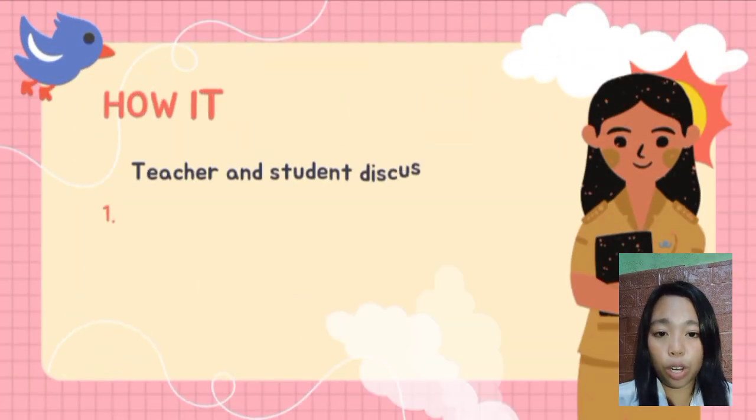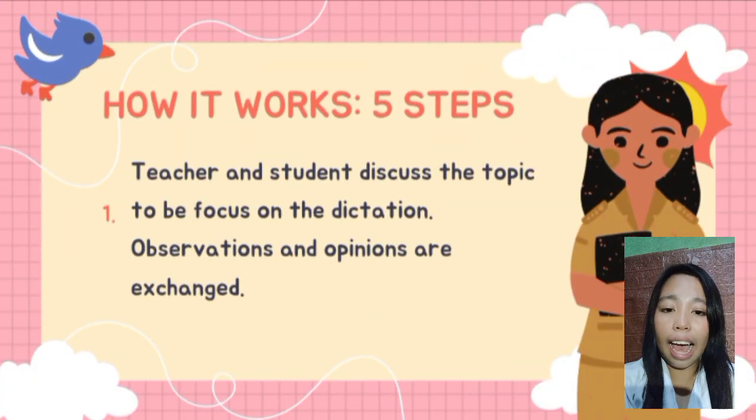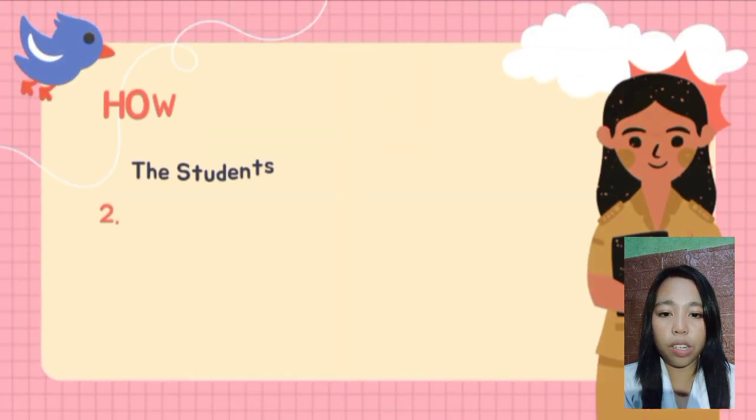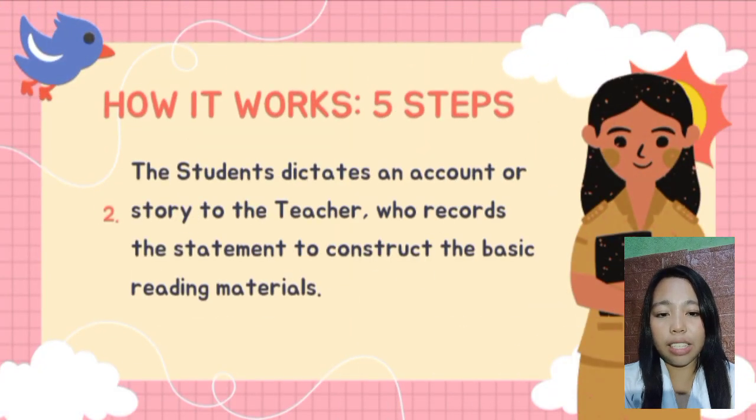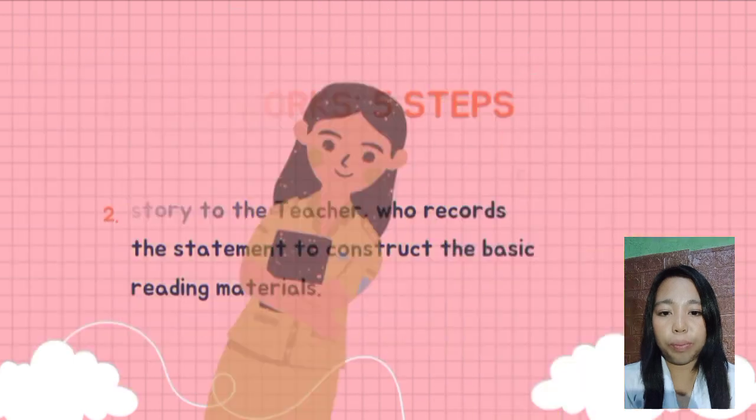So, how does it work? It has 5 steps. Number 1, the teacher and student discuss the topic to be focused on in the dictation. Observations and opinions are exchanged. Oral language skills are developed and reinforced. The student dictates an account or story to the teacher, who records the statements to construct the basic reading materials.